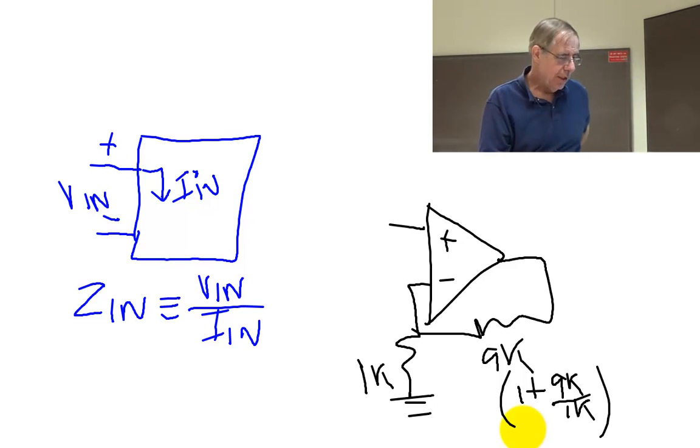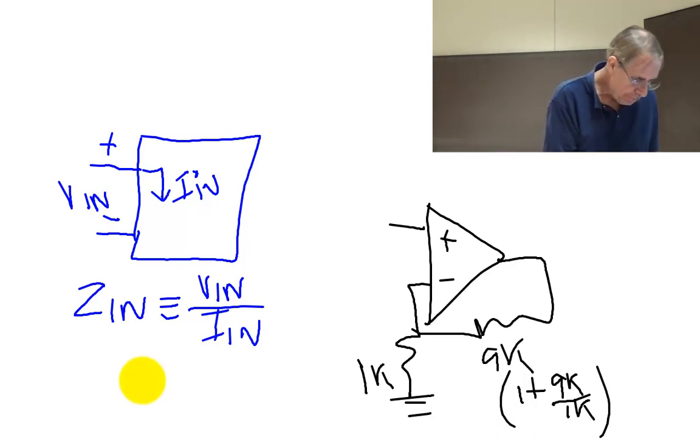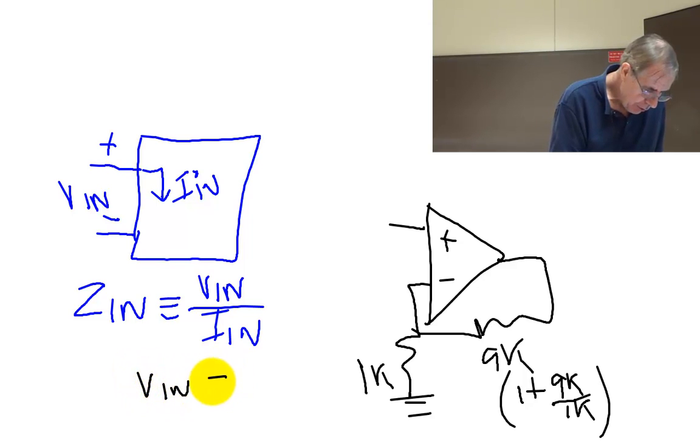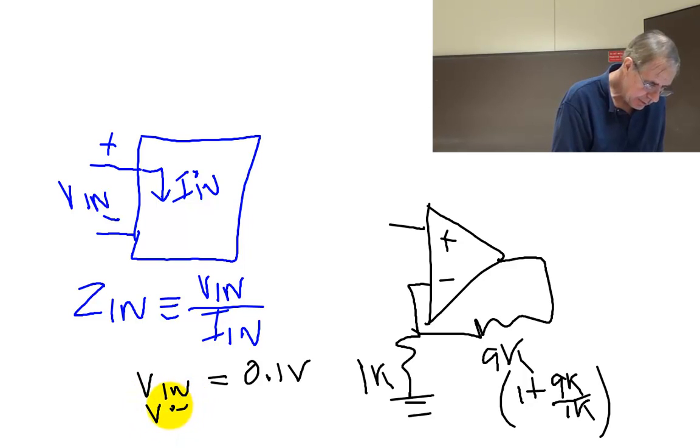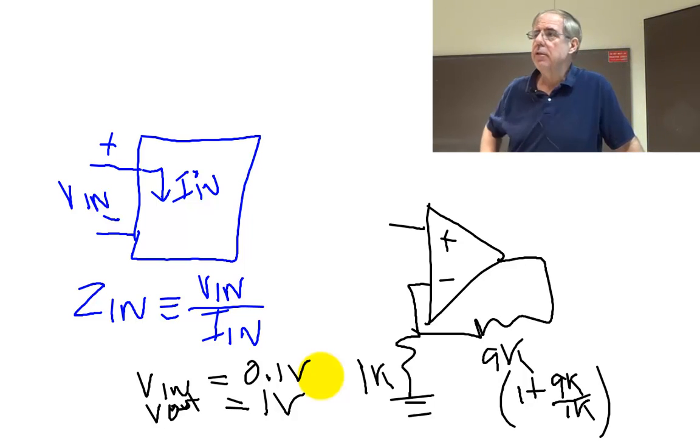Okay, well, if the input were 1 volt, well, it can't be 1 volt because the output would be 10 volts. But if the input were 0.1 volt, and the output would then be 1 volt, what is the current? There's a rule about that, remember? That was rule number 4. What current am I going to have? 0. So it's going to have infinite input impedance.